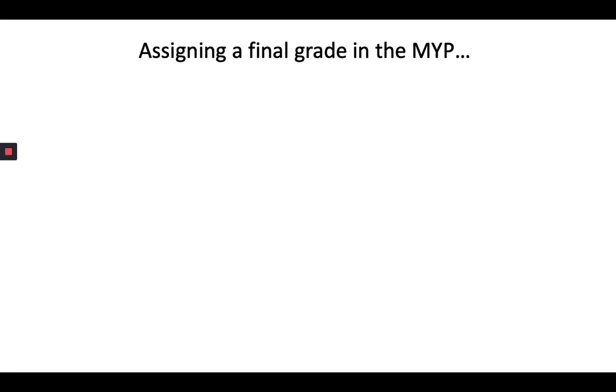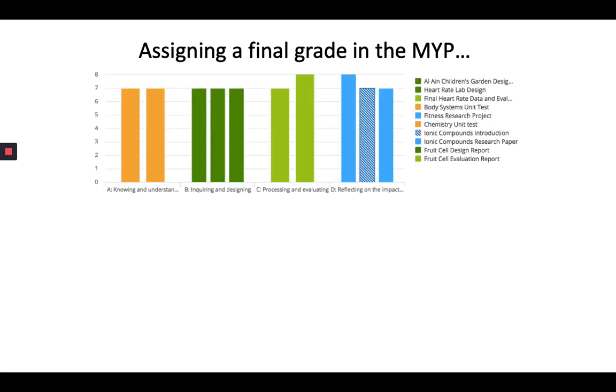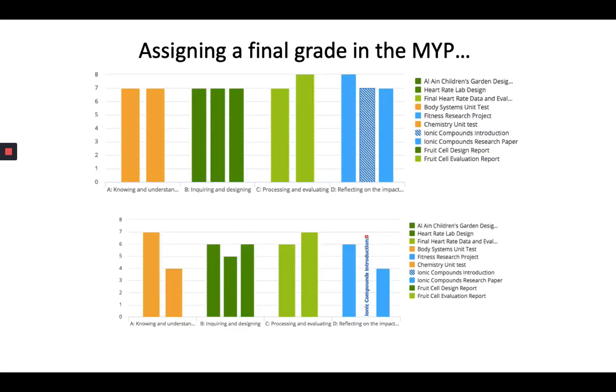In terms of assigning the final grade in the MYP, how does that work? I've got a couple of examples here for you. So this is obviously science, looking at the 4 different criteria. You can see there are 2 A's, and both times the student scored a 7. So of course the best fit here would be a 7. And this one would be a 7. So those are quite straightforward.